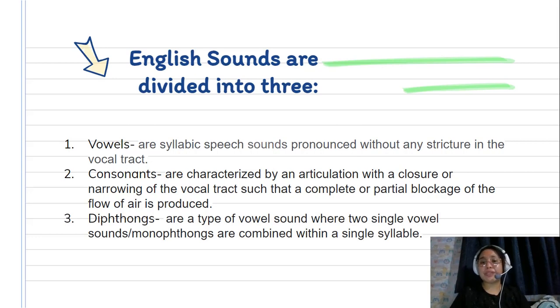And third are diphthongs. Diphthongs are a type of vowel sound where two single vowel sounds, or what we call monophthongs, are combined within a single syllable. For example, you have the sound I, like in the word light. So the sound I has two monophthongs. You have A and E. So you combine them, it becomes I. I is called a diphthong.